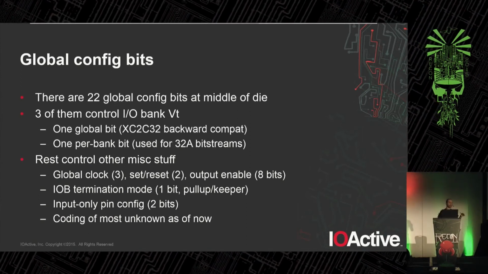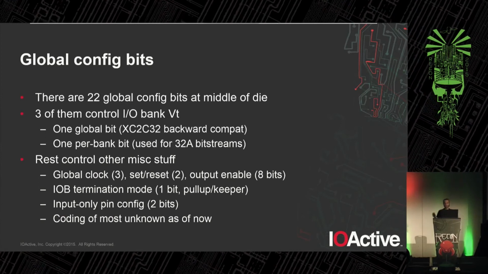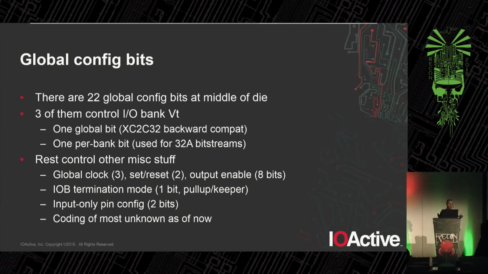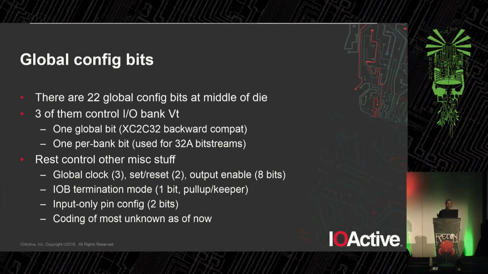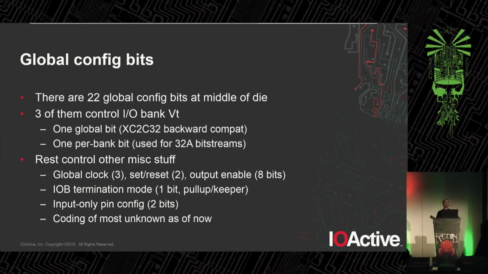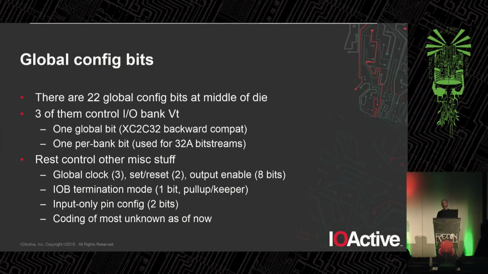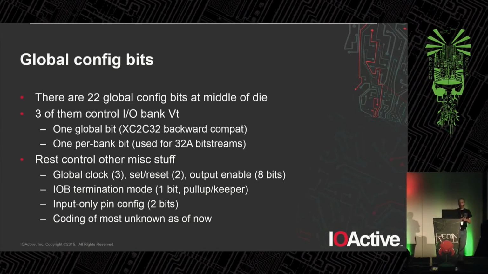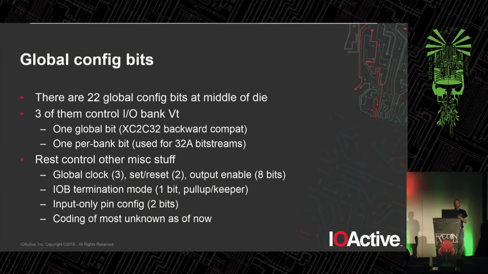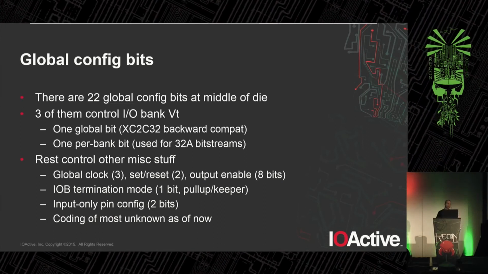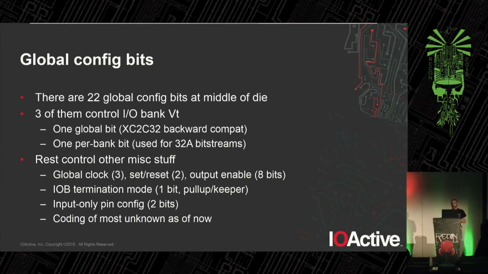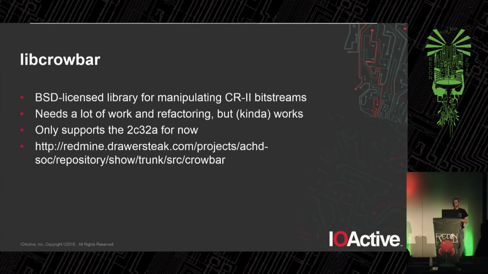If you erase the device and you don't program these last couple of fuses, then you will get the default XC2C32 behavior, in which you've got 1 I/O standard for everything. If you're compiling for the 32A, now you set that other bit as a constant 1, leave the other one set the way you want, and now you get the ability to set VT for each bank independently. So it's actually pretty clever. Then there are other miscellaneous things that are there. The comments in the bitstream were a little bit helpful for this. So I know there's 3 bits that configure global clocking, 2 bits that configure global set reset, 8 that configure global output enable. I do not actually know what the coding for these bits are at this point, so there's still some work in progress going on.